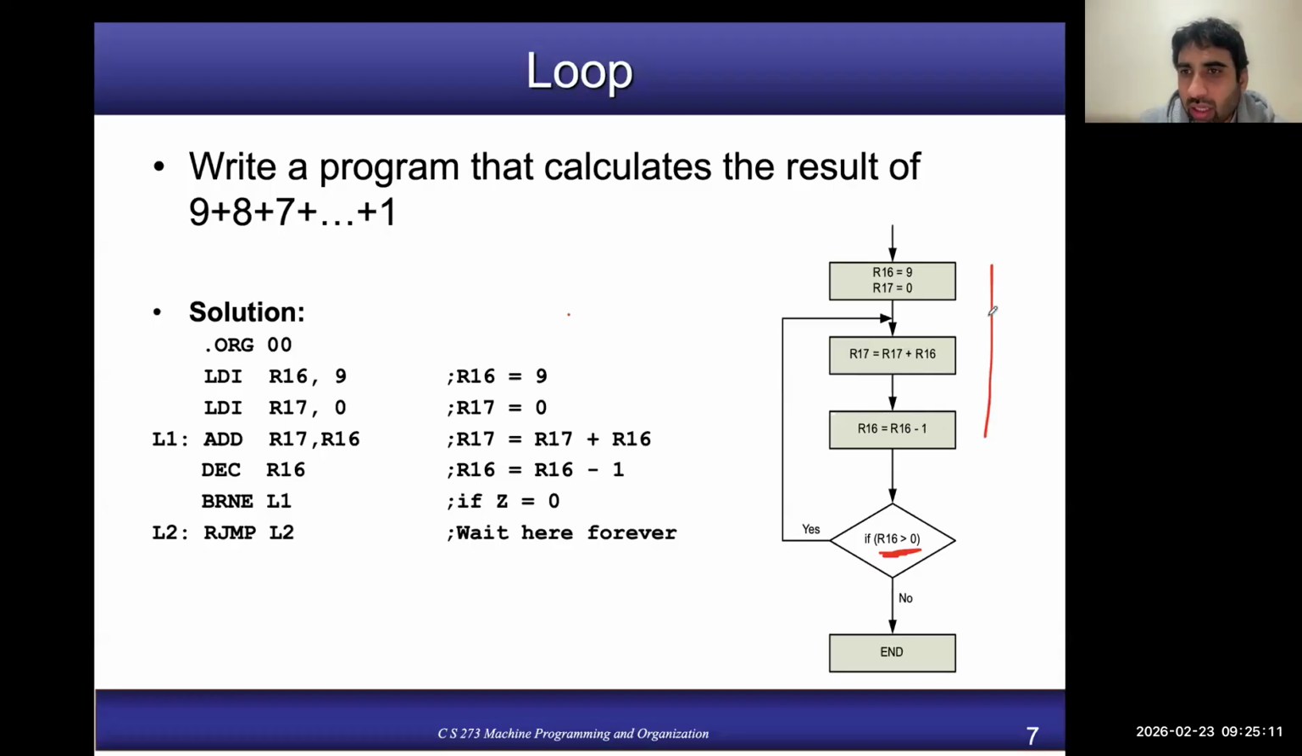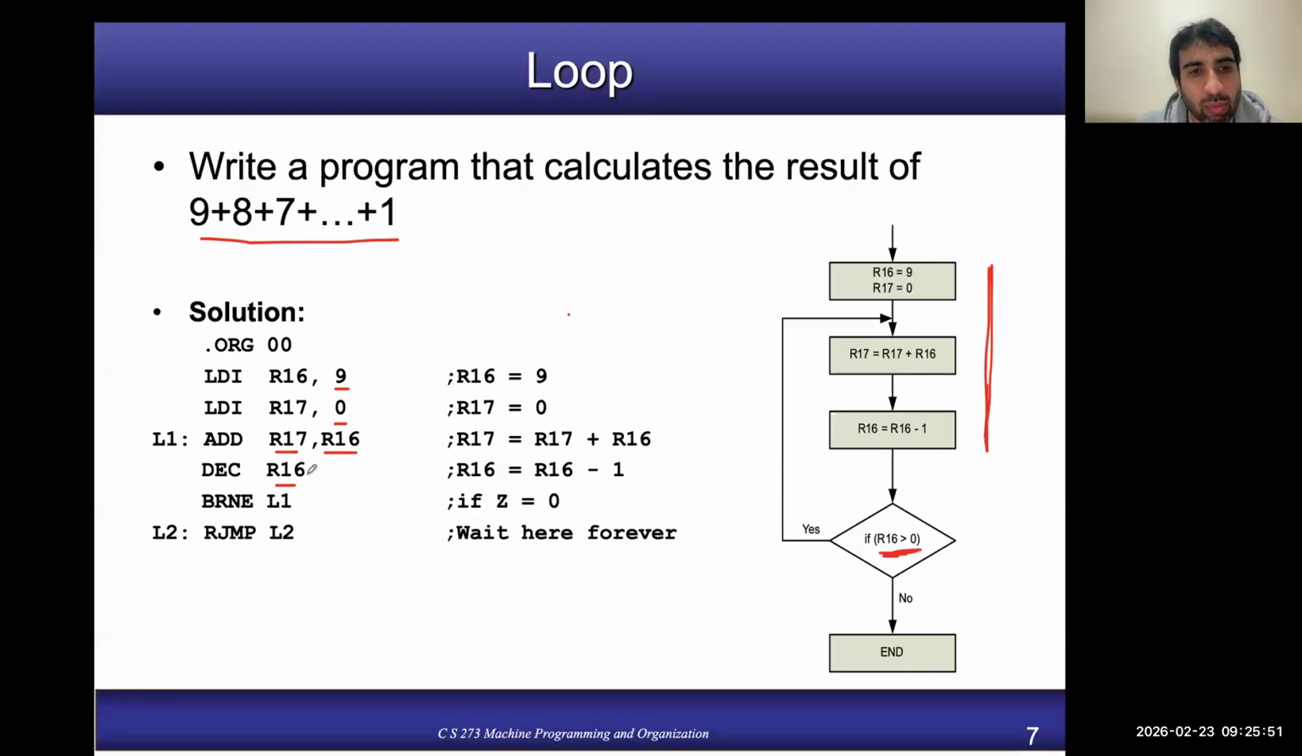I think this part is straightforward, right? So you are simply putting 9 in R16 and then 0 in R17. Then you are saying add R16, R17. Why are we putting 9 in R16? Because we will keep checking if it is equal to 0. If not, we will add it to R17. So initially we put 0 in R17 and then we'll keep reducing R16. So we are adding R16 and R17 together, and then we are saying decrement R16, which is serving as our condition variable. And then we are saying branch if not equal.